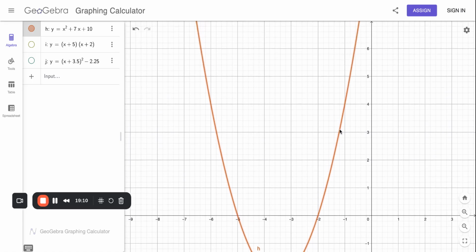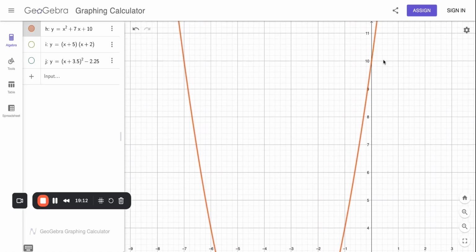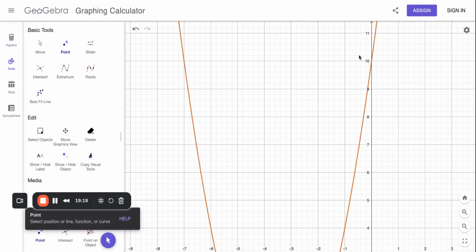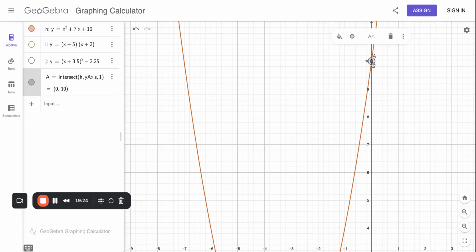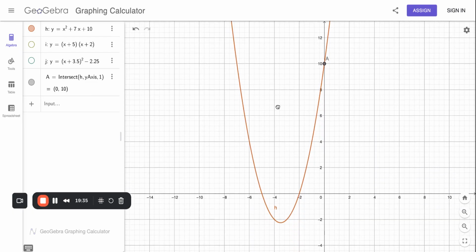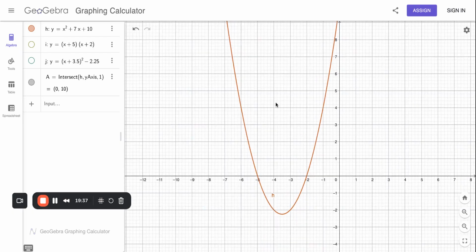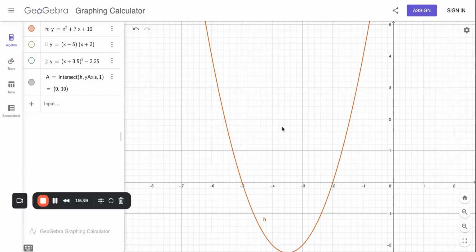So what does that mean? This graph is going to cut the y-axis at this point. And I should be able to click on tools, click on point, and click here, so you can see that. Let me click back on move. Now, if I click on this point here, it is 0, 10. That's your intercept for the y-axis. Cool. Let me minimize this, shift it up a little bit, make it a little bit bigger.